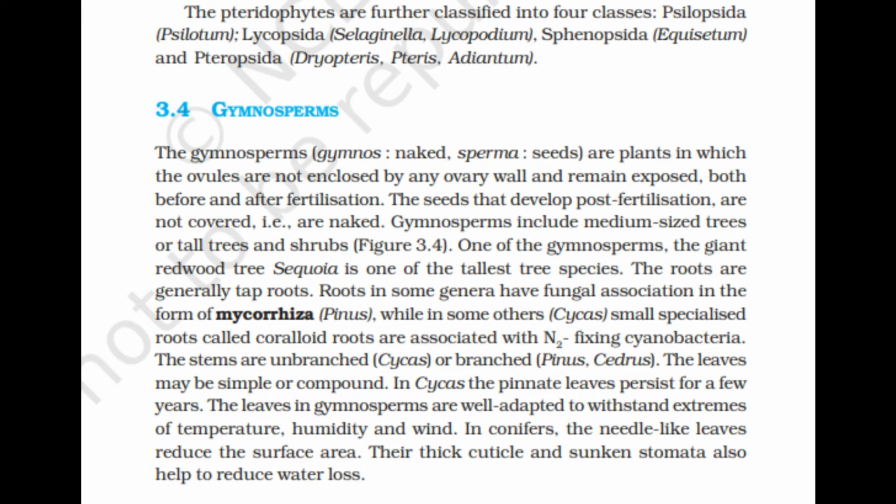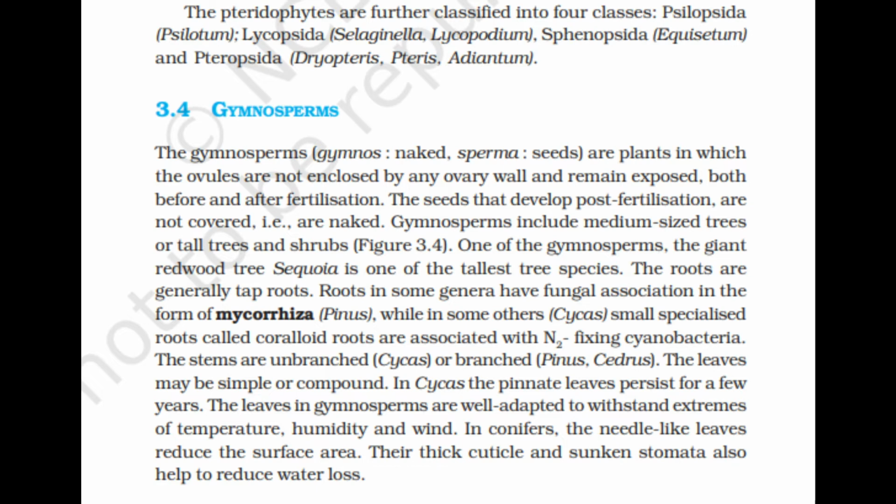The pteridophytes are further classified into four classes: Psilopsida, that contains Psilotum; Lycopsida, that contains Selaginella and Lycopodium; Sphenopsida, that contains Equisetum; and Pteridopsida, that contains Dryopteris, Pteris, and Adiantum.